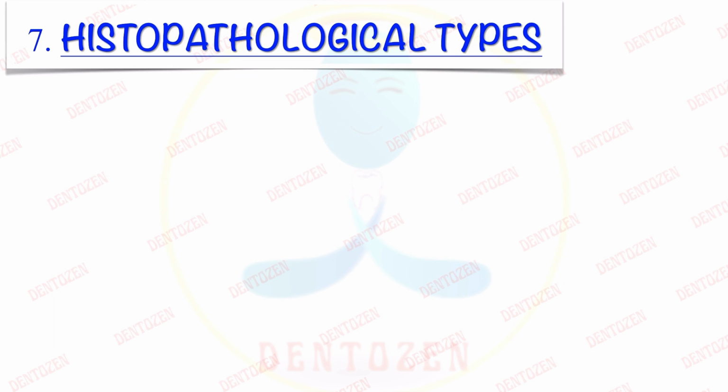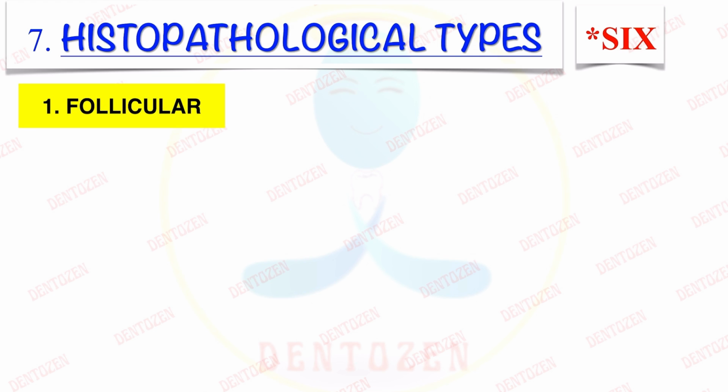Now we come to the histopathological types. These components, the epithelial component, may be arranged in different ways, based on which we give 6 histopath types, which are also known as 6 variants or 6 subtypes of the ameloblastoma histopath types. So first we are going to talk about the follicular type.